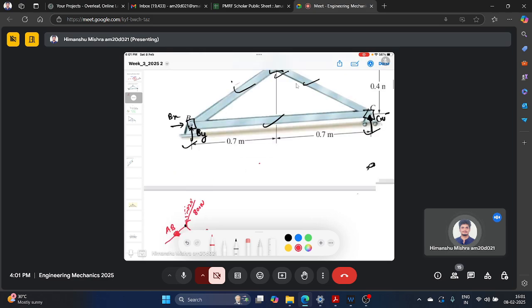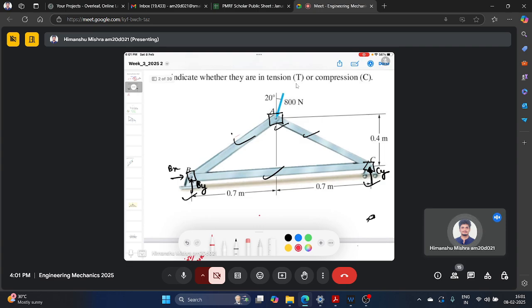We have been given the length of each member: 0.7, 0.7 and 0.4. So basically this is my 0.4 meter and this is my 0.7 meter. I can use the ratio of the triangle. So it's 0.4 to 0.7, or I can use 4 and 7 because it's a ratio only.